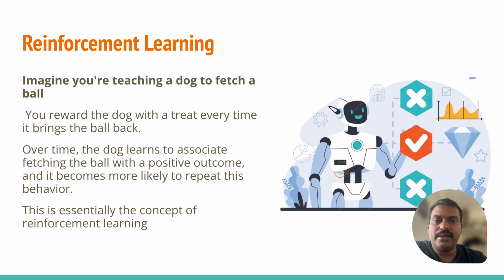And the third one is reinforcement learning. Here, imagine that you are teaching a dog to fetch a ball. You reward the dog with a treat every time it brings the ball back. You throw a ball, you expect the dog to bring the ball back, and you offer a reward. Over time, the dog learns to associate fetching the ball with a positive outcome, and it becomes more likely to repeat the behavior because it expects a reward. This is essentially the concept of reinforcement learning.